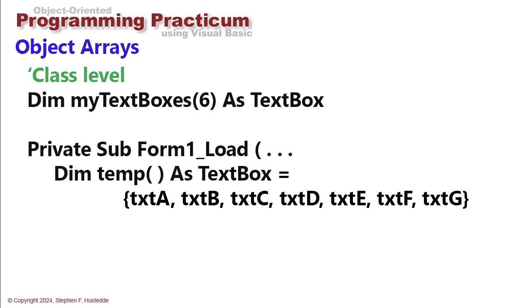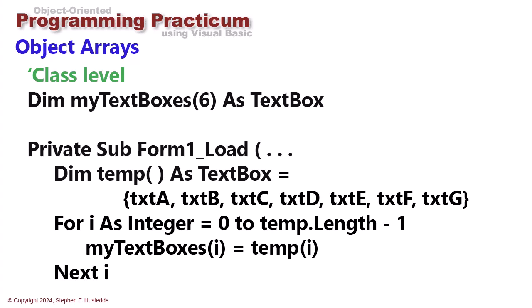In my form load, I'm going to dim temp as a text box and populate temp array with my 7 different text boxes. Now that temp array only exists in the form load, and I haven't yet affected my text boxes as far as the class level array.